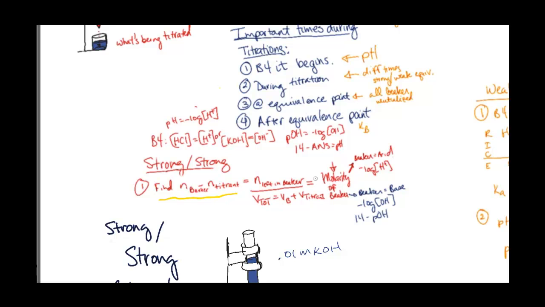So if you remember, whatever's left in the beaker is going to be a strong acid or strong base. If it's an acid, like hydrochloric acid in this case, the concentration of the hydrochloric acid is also the proton concentration, because we have complete dissociation, complete ionization going on here.